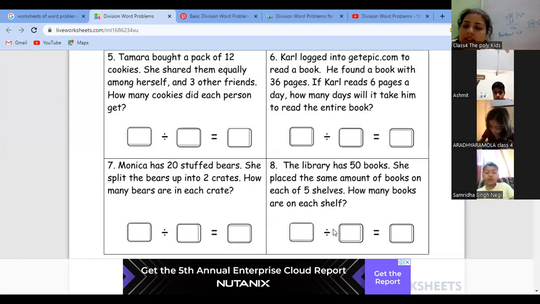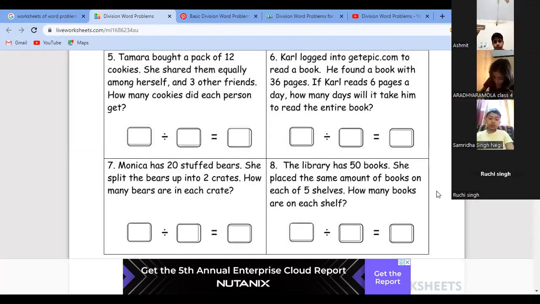Aradhya, do it fast, beta. Ma'am, the answer is 10. Yes, very good. The answer is 10.